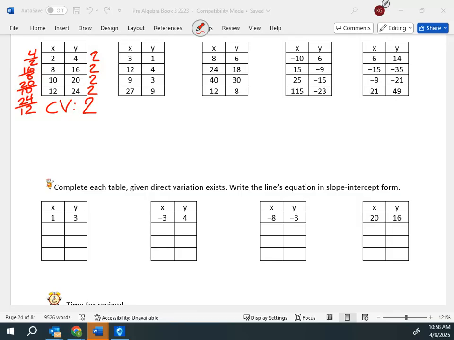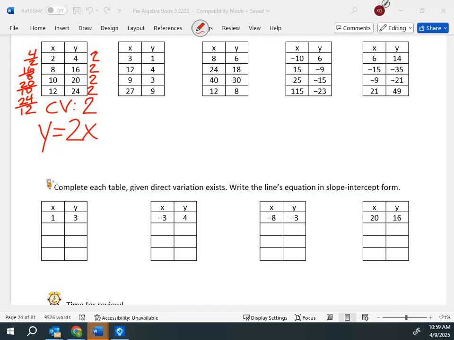Find the constant of variation and write the equation of the line in slope-intercept form. Who can put that into slope-intercept form? Give it a try, Claire. Y equals 2x.